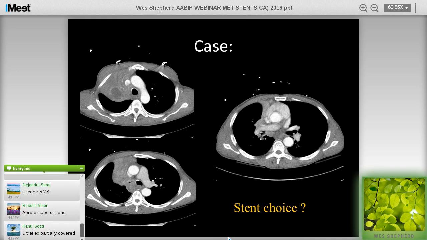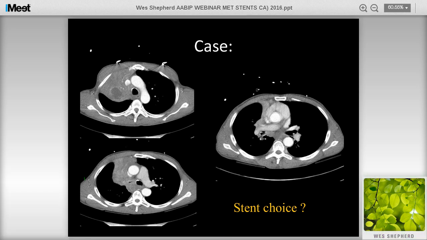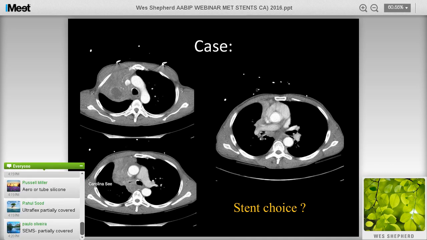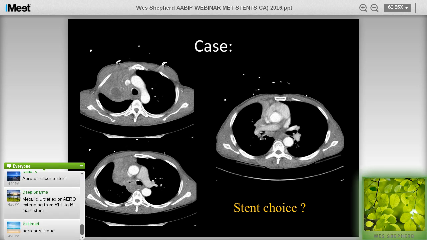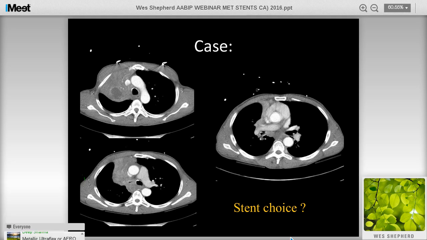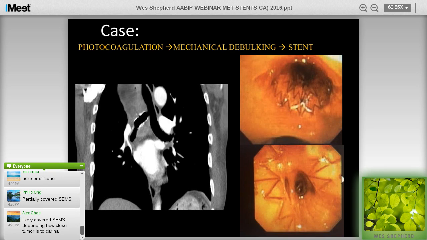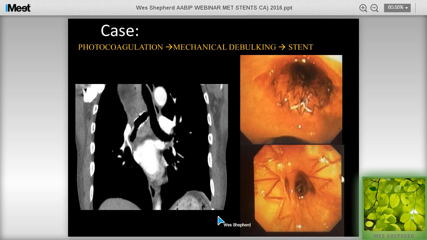So we have a couple votes for silicone, Aero stent, partially covered Ultraflex. All right, so it's always fascinating to see. We're getting a real mixture of responses, and obviously I recognize that in part your answer to this question probably would depend on the bronchoscopic findings in a lot more detail than what I'm presenting to you. So let me just tell you what was done in this particular case.